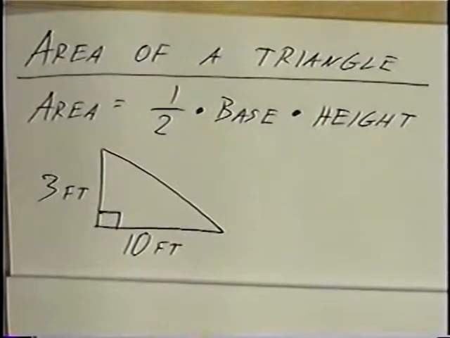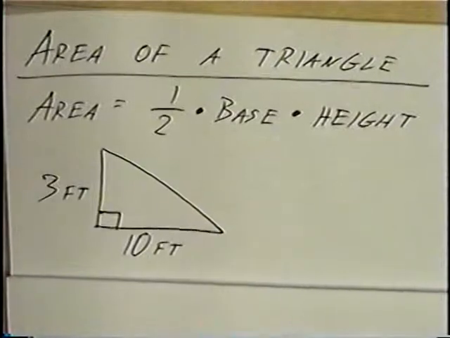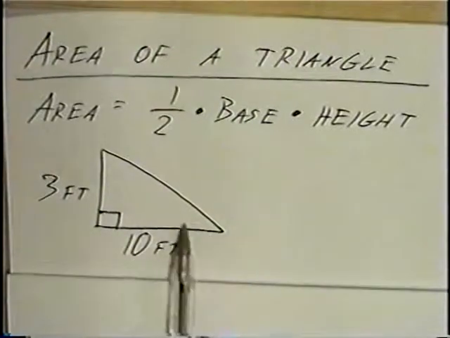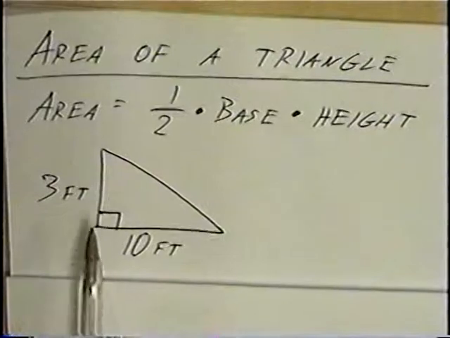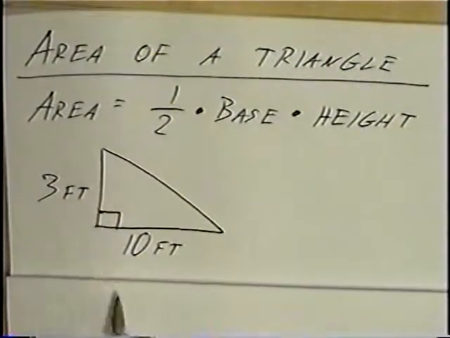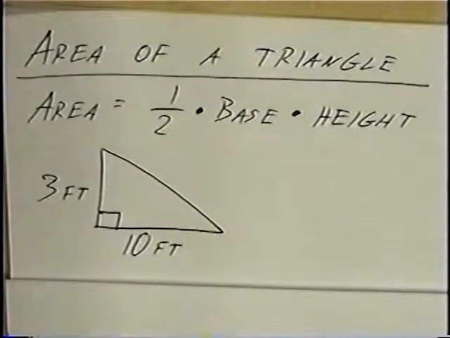Looking at the first triangle, we have 2 sides given, 3 feet and 10 feet, and the third side is unknown. For the base, again, it is how long the figure is along the bottom of the shape, which would be 10, and the height again must go straight up and down, usually represented by a right angle, so the height would be 3.